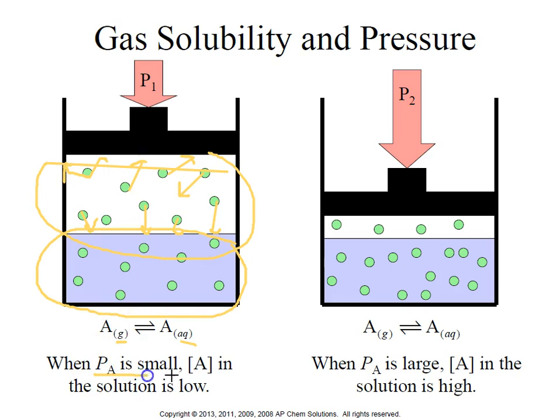So if the pressure is small, the solubility or the concentration in the solution is also small. But as the pressure goes up, more can be dissolved. So let's think about the equilibrium. If the pressure is low, then the equilibrium is going to be shifted toward the gas phase. But if the pressure goes up, that's going to shift the equilibrium toward the aqueous phase, or toward being dissolved. If you think about it another way, if the pressure of the gas goes up, it's hitting the surface of this liquid more often, and therefore more likely to be dissolved in the solution.